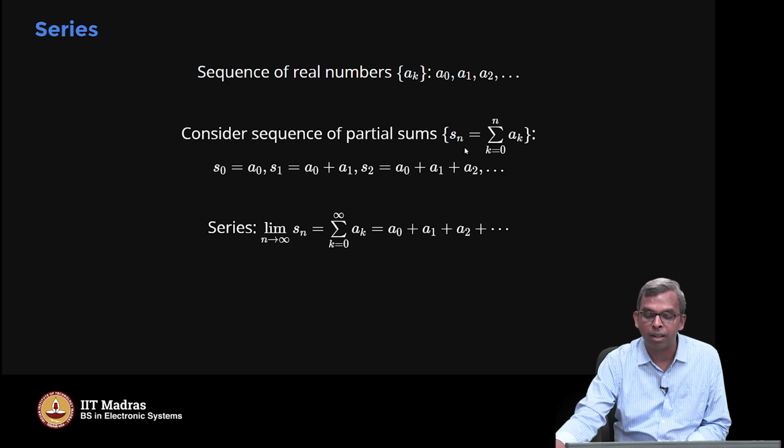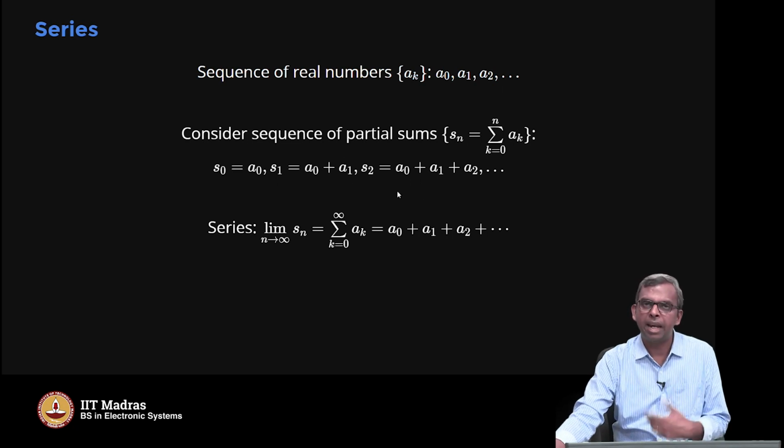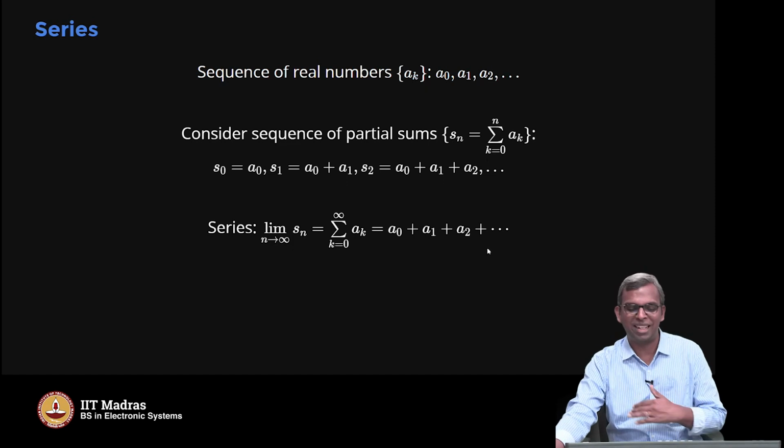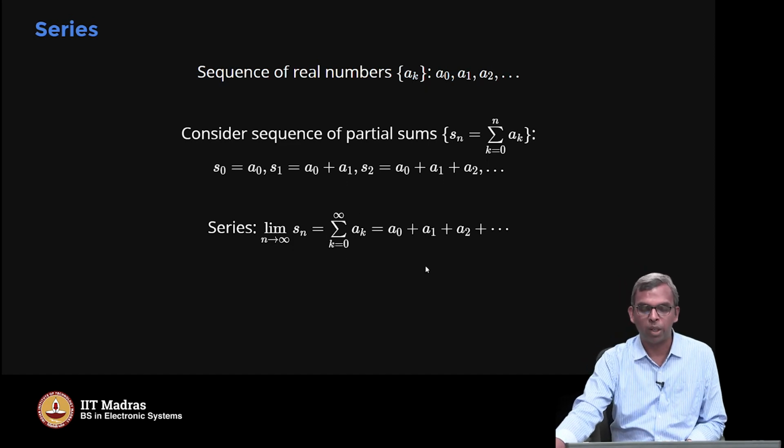Sn is a sequence in n, so you can put n equals 0, so you get S0, S1, S2 like this. This sequence of partial sums may converge, may not converge, whatever, right? But that limit is sort of referred to as a series. Okay, so the series has a lot of ways in which people write. This is the most common way in which you write. You have a sequence A0, A1, A2, and so on, and the series is simply A0 plus A1 plus A2 plus dot dot dot. Keep on adding everything, up to infinity, and you get a series.